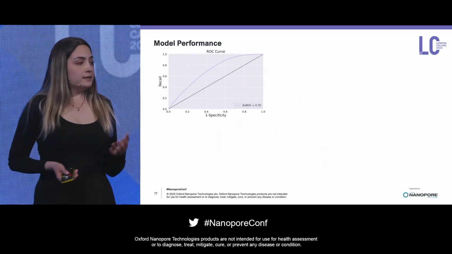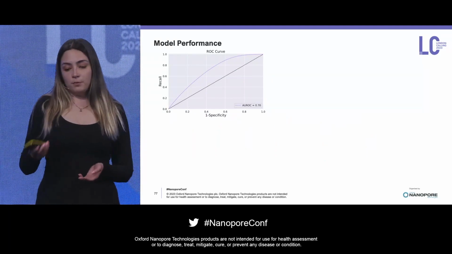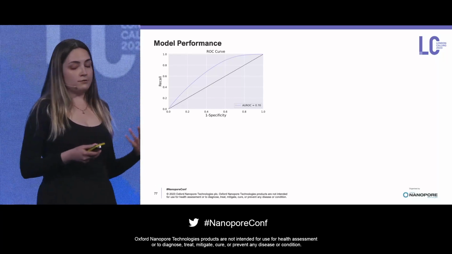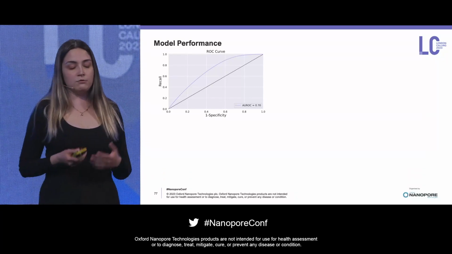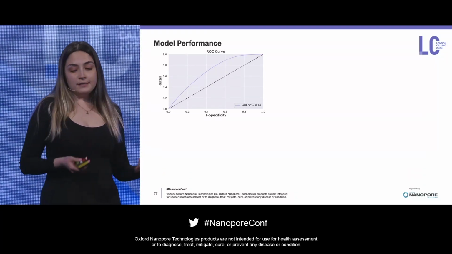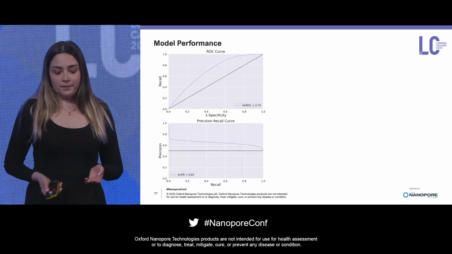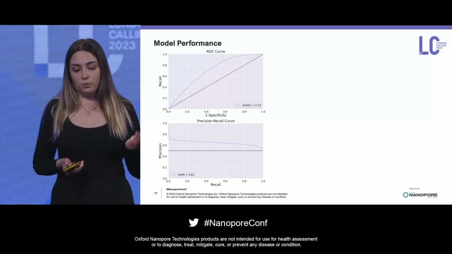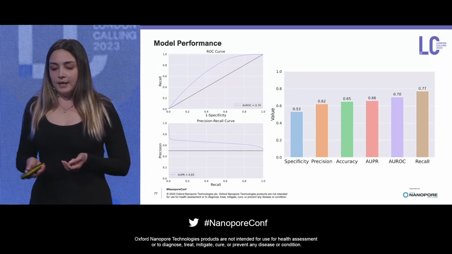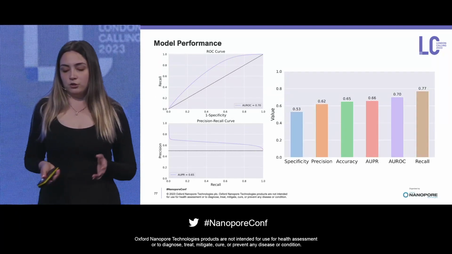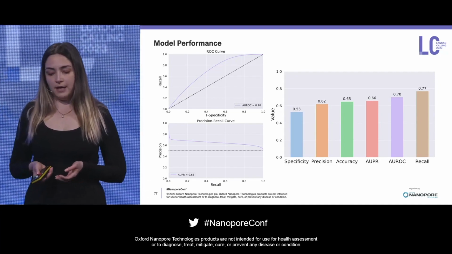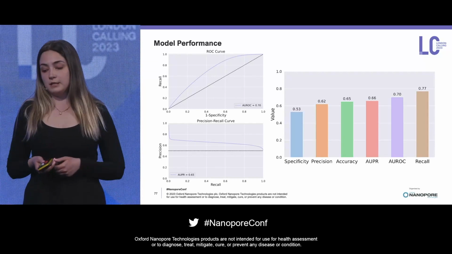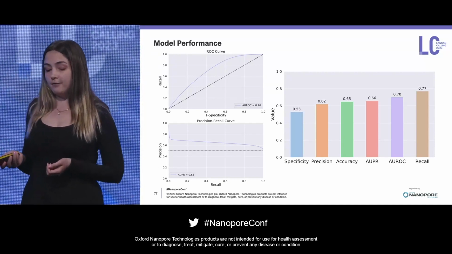As a result, with an area under the receiver operating characteristic curve of 0.7, we achieved a reasonable trade-off between recall, which is the sensitivity, and the specificity. And the area under the precision-recall curve reaches 0.65. Here we have the overview plot for all of the metrics that we have. And as we can see, the highest we achieved was the recall with 0.77.